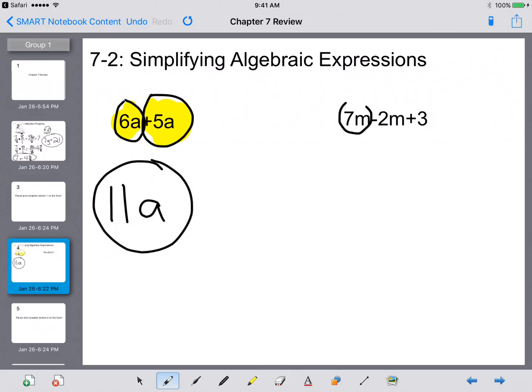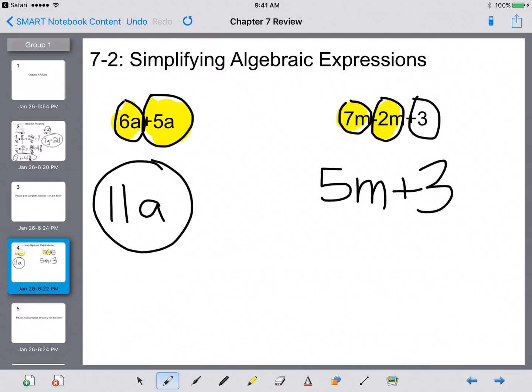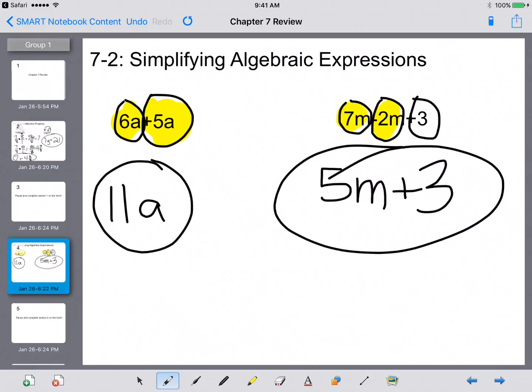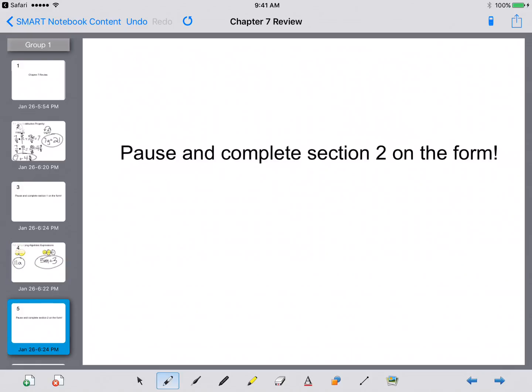Now over here I'm going to circle all our terms. So we've got 7m, negative 2m, and plus 3. Our like terms in this case are our 7m and our minus 2m. And plus 3 is hanging out solo there. Combine like terms, which means to add them together. So we have 7m plus negative 2m. So we have 7, take away 2, and that gets us 5. And the m follows. And then we just bring down our positive 3, that's hanging by itself. And there's that answer simplified. You can go on ahead and pause and complete Section 2 on the Google form.